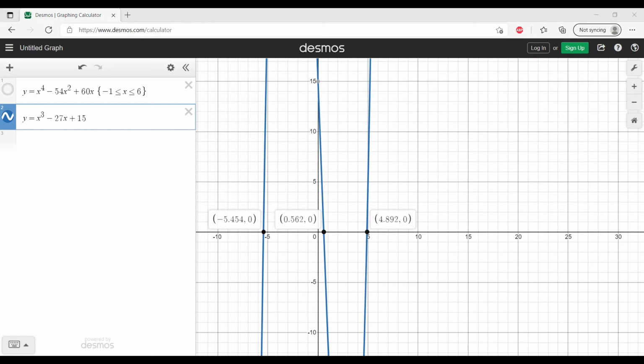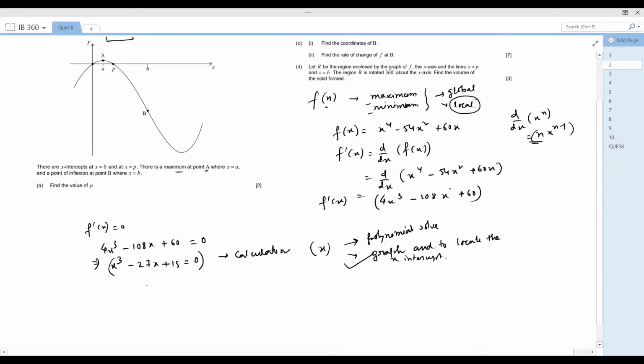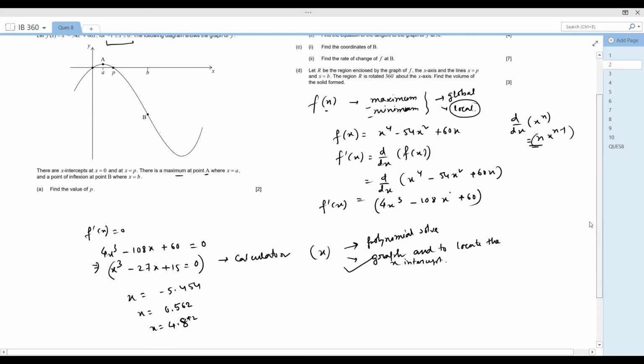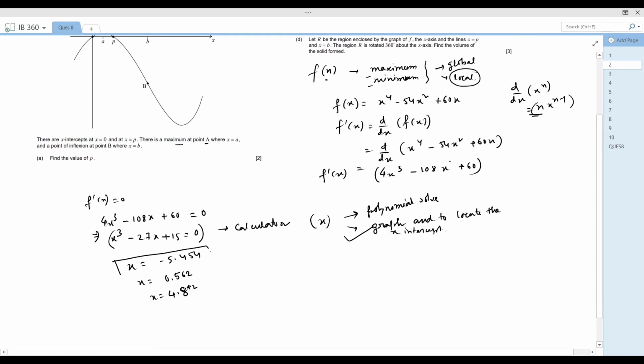So again we will use this part, that is x equals minus 5.454, x equals 0.562 and x equals 4.892. Now try to recollect the limit, that is minus 1 less than or equal to x less than or equal to 6. So obviously this value will not be there, this value is not in our limit, so we can omit that part. Now these two are the values from where we can get the maximum, minimum or somewhere inflection point.